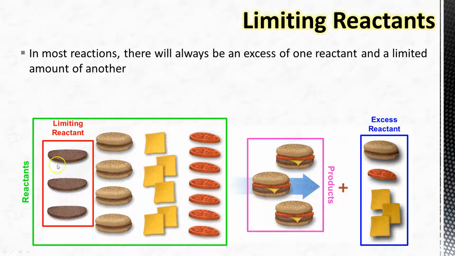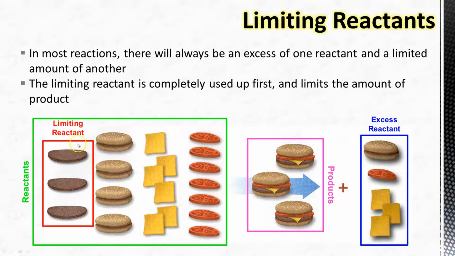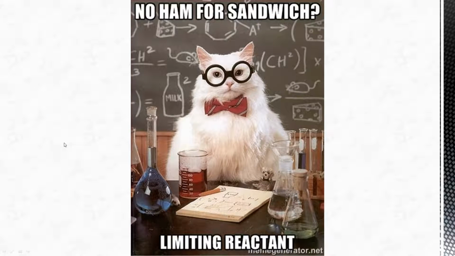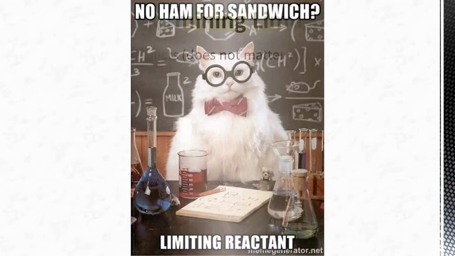So here I can see the concept of, oh, I ran out of these first, but I still had some of those left. The limiting reactant, in this case the hamburger patties, is completely used up first, and that limits the amount of products. Having only 3 hamburger patties means I can only make 3 hamburgers using this formula right here. It doesn't matter if I have 10,000 slices of cheese or 1,000,000 tomatoes or all the bread in the world. I'm limited to 3 hamburgers because I only have 3 hamburger patties. We would say it limits my reaction. It's like if you're making a sandwich and you don't have ham, that's your limiting reactant, not the stuff that you have a lot of.